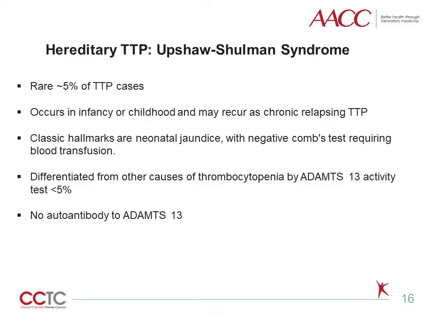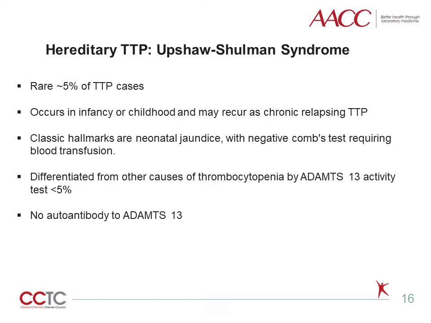Hereditary TTP, or the Upshaw-Schulman syndrome, is rare. About 5% of TTP cases occur in infancy or childhood and may recur as chronic relapsing TTP. Symptomatic onset of about half of hereditary TTP is before the age of 5, with the remainder presenting later, usually after the age of 20.